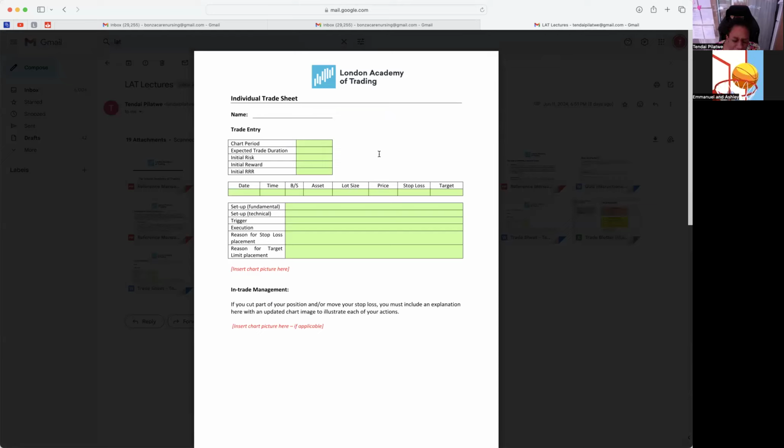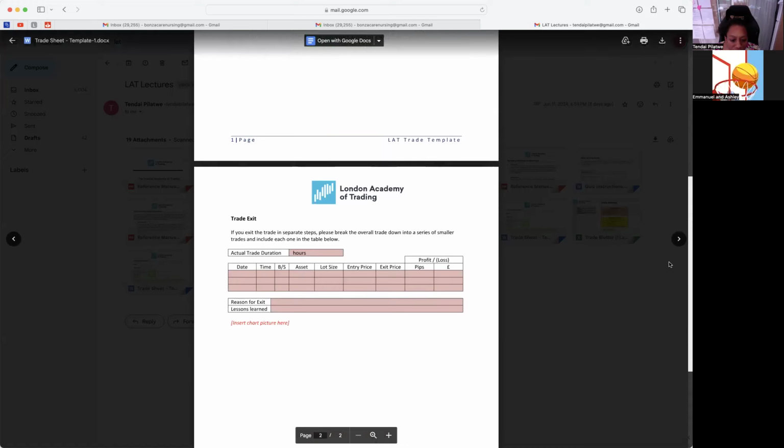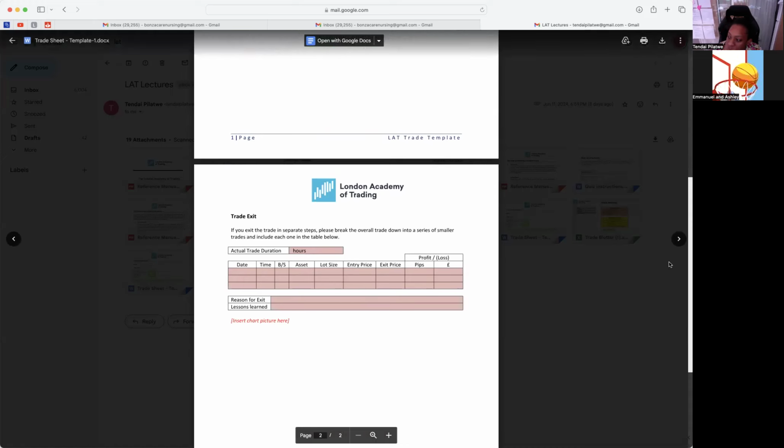It's always good to have a habit of writing down and documenting each and every trade that you do, so that you are able to see where you went wrong or to see where you went correct, and therefore you would be able to replicate that correct trade or not make your mistakes again.